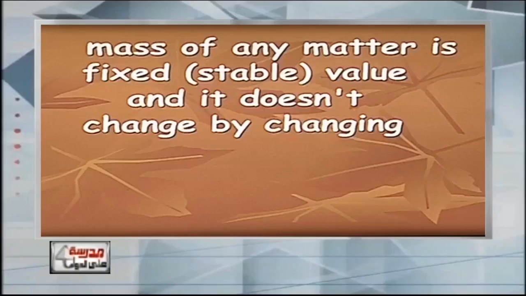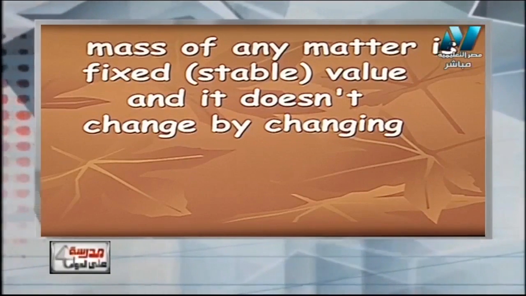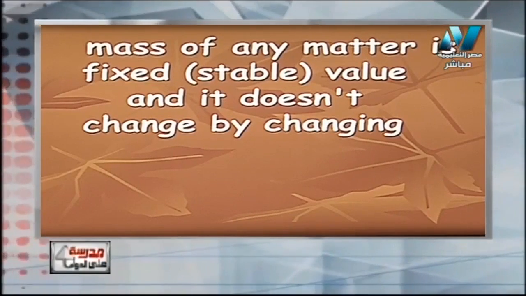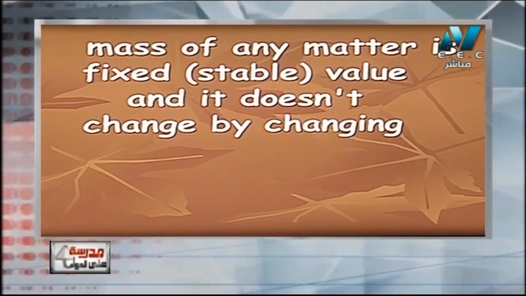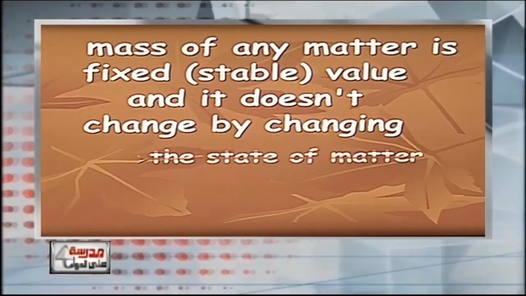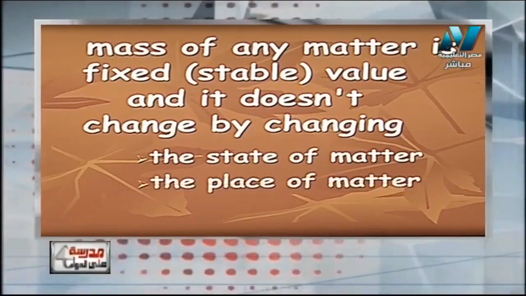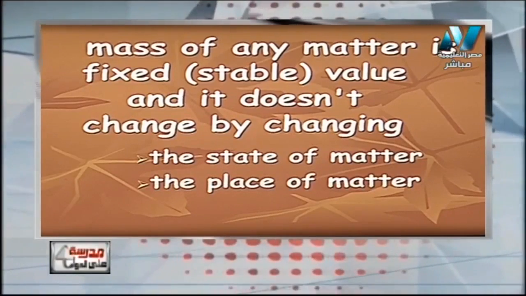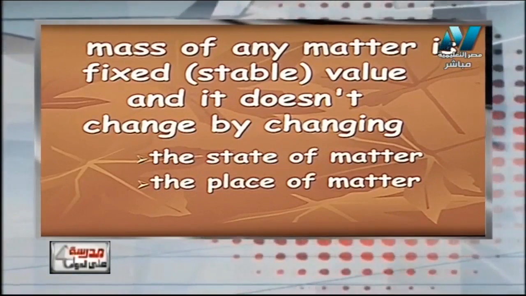Another property of mass is that mass of any matter, I can abbreviate everything I said before: mass of any matter is a fixed or stable value and it doesn't change by changing the state of matter or the place of matter. مهما غيرت حالة المادة، مهما غيرت مكانها، الماس قيمة ثابتة.